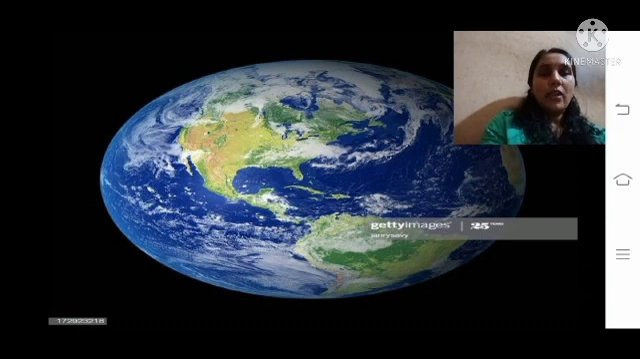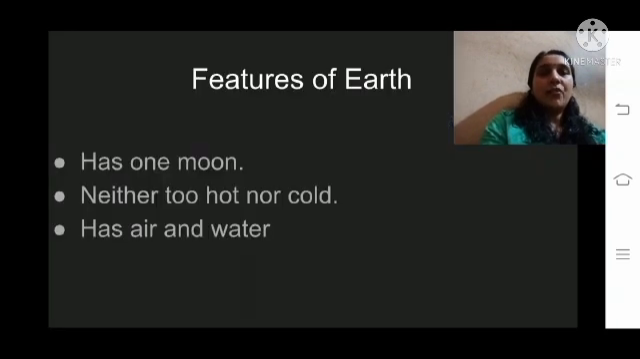And only one heavenly body revolves around the Earth. That means Earth has only one moon. That moon we can see in the night sky. Understood? So we can read the features of the Earth. It has only one moon. It is neither too hot nor too cold. It has air and water.